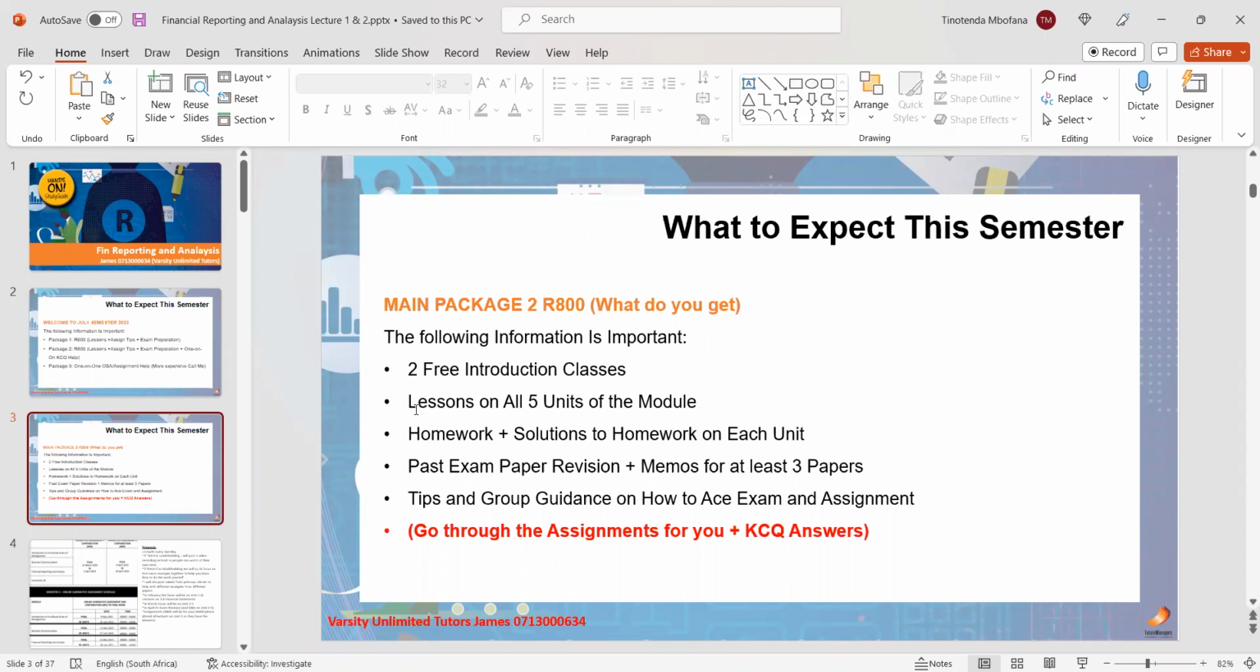Then in addition to the lessons, there will be some homework and solutions for the homework that you will be provided. And then we're going to do past exam papers, at least 3 past exam papers, and I'll provide memos of the answers for those past exam papers. And then lastly, there are assignments that we are going to help you with. We're going to provide you with the assignment answers for the assignments that you need to do. That is if you join package number 2.